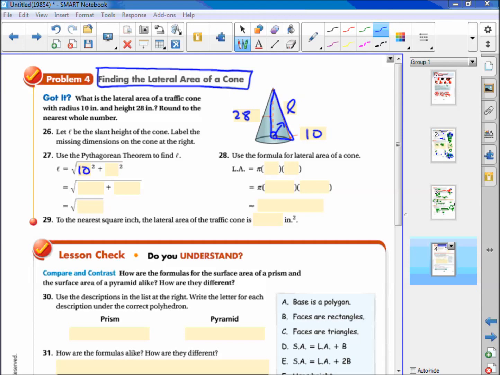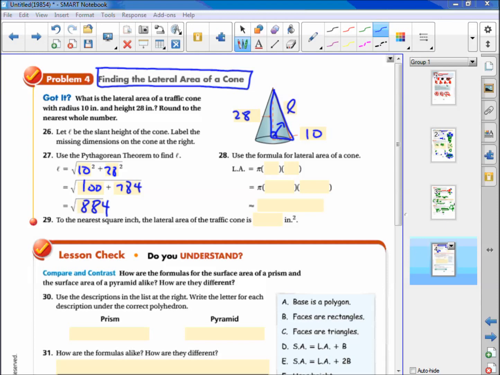So we're going to use 10 squared and 28 squared here. 10 squared is 100, and 28 squared is 784. So the slant height will be the square root of 884. Now we're going to use the formula to find the lateral area of the cone.